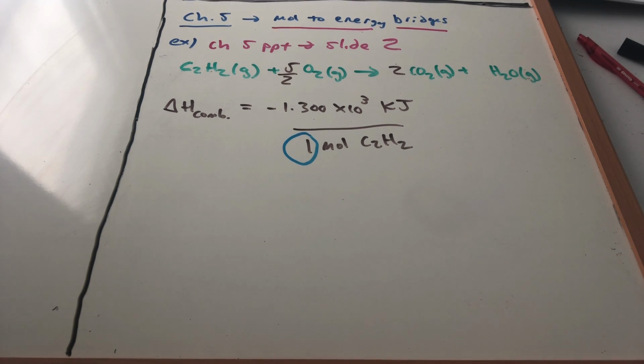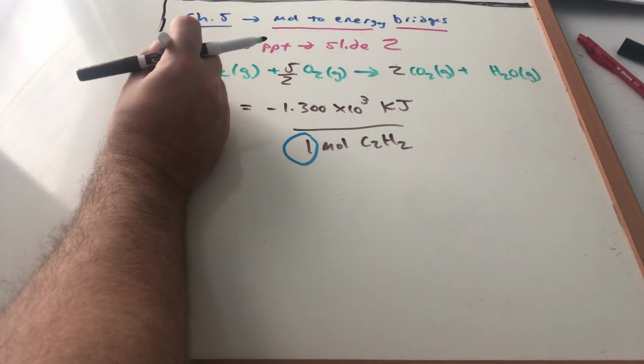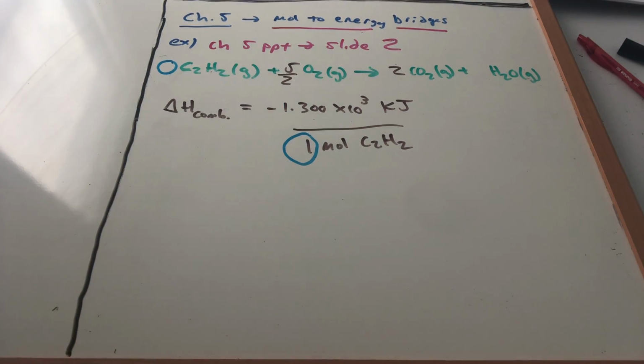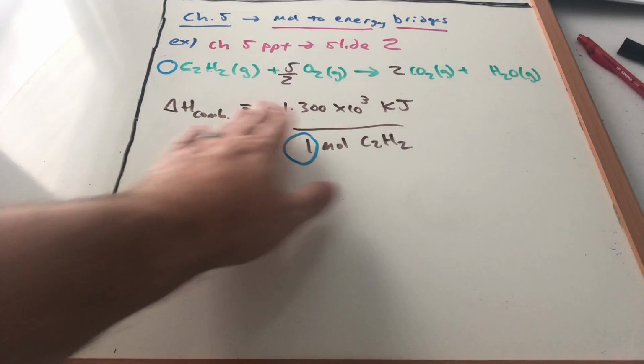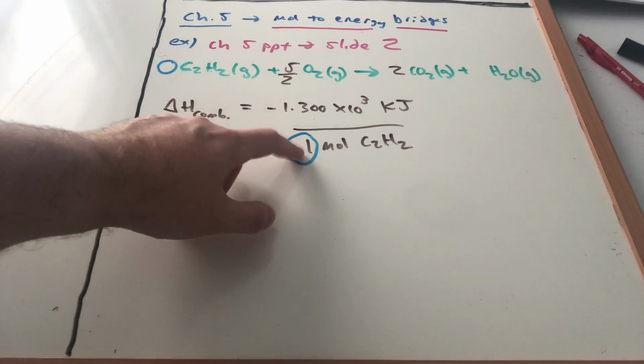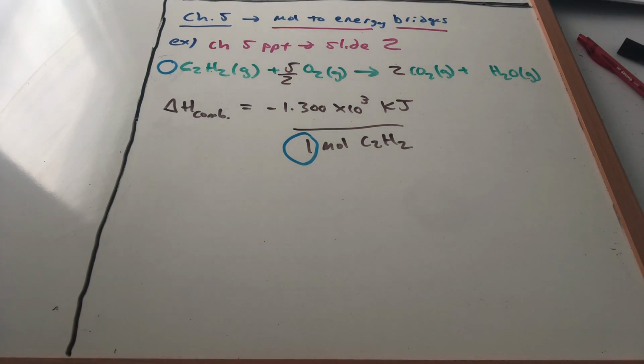Now notice that this is the energy per 1 mole of C2H2. And what do we see up here? We see the same coefficient. Now it's not there, but we know the 1 is implied. So now I know I can use this correctly because I see there's a 1 mole there and there's 1 mole there. So now this is my actual mole to energy bridge.